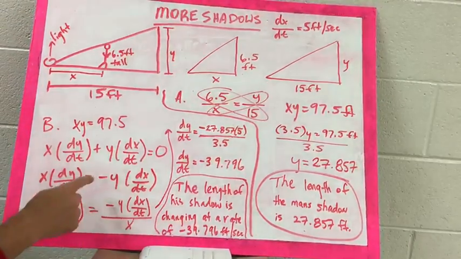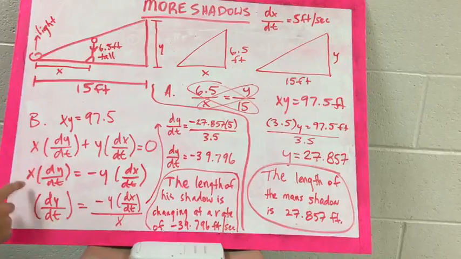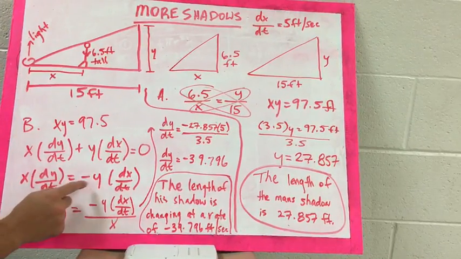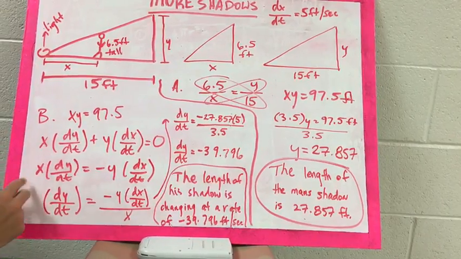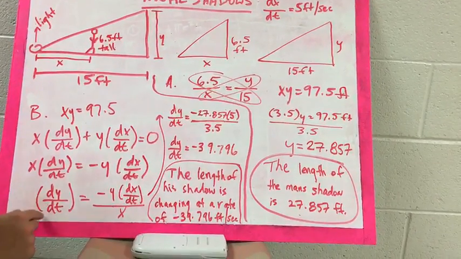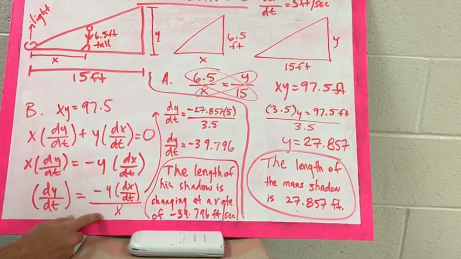So next we're going to subtract Y times dx over dt. So now we have X times dy over dt equals negative Y dx over dt. So then next we're going to divide by X to get dy over dt by itself. We're left with negative Y times dx over dt divided by X.